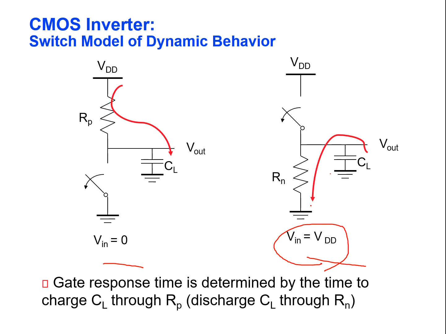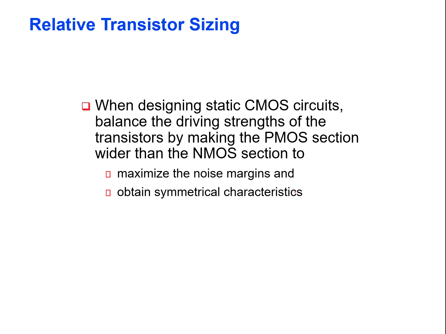That is, the gate response time is determined by the time to charge CL through Rp or discharge CL through Rn. Either you can charge your CL through Rp or discharge your CL through Rn. This determines the delay. And if you consider the relative transistor sizing, when designing static CMOS circuits, balance the driving strengths of the transistors by making the PMOS section wider than the NMOS section to maximize the noise margin and to obtain symmetrical characteristics. This is the reason why we are relatively increasing the size of PMOS over your NMOS.